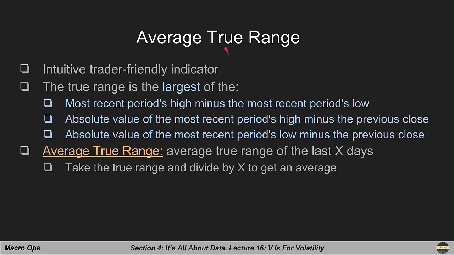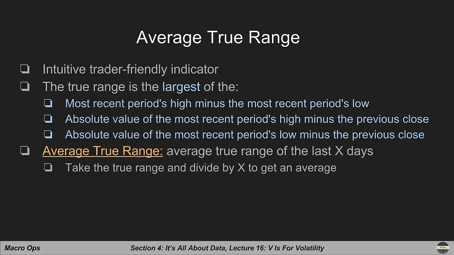Average true range is a more intuitive, trader-friendly indicator. And all they do is they take the largest of these three things right here. So the period's high minus the period's low, or the absolute value of the most recent period's high minus the previous close, or the absolute value of the most recent period's low minus the previous close. These are for gap situations. And then they take this true range, the largest of these three, and they average it out over the last X days.